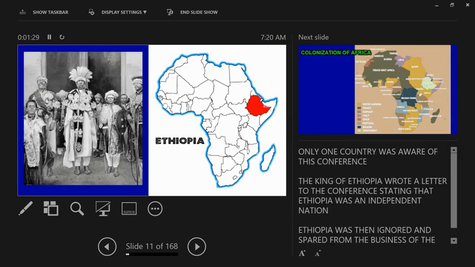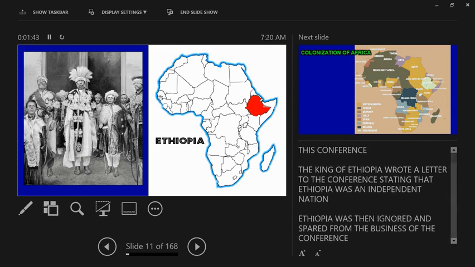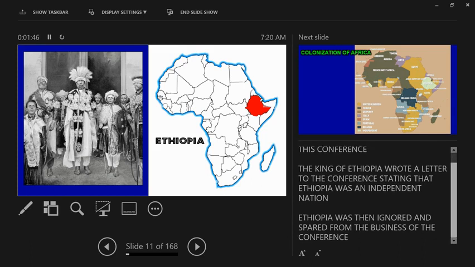There was one country, though, that was aware of what was going on. They were aware of the conference. So the king of Ethiopia at that time wrote a letter to the conference stating that Ethiopia was an independent nation, and therefore Ethiopia was spared from the Berlin Conference outcome.